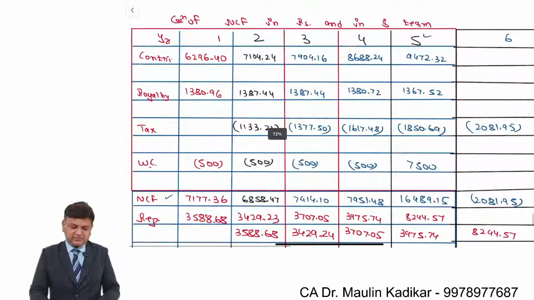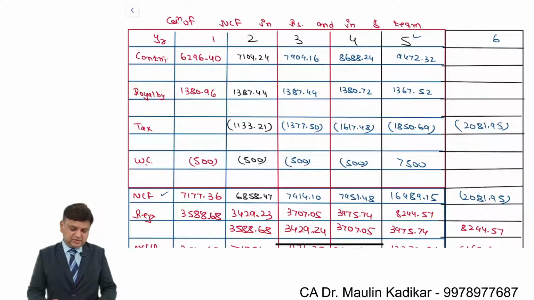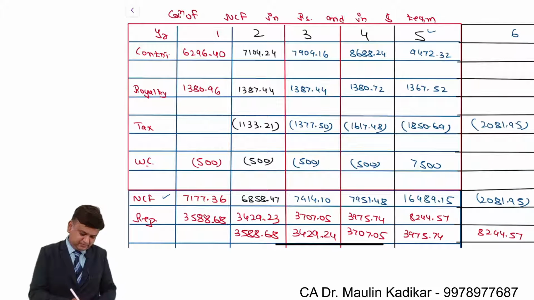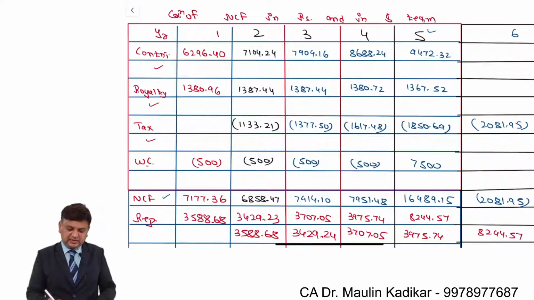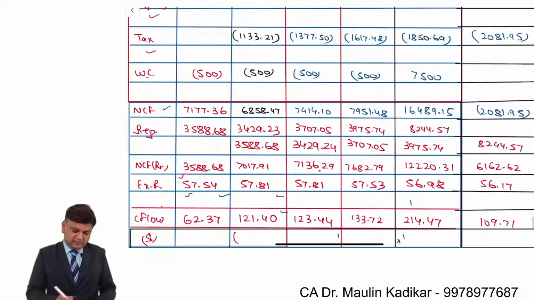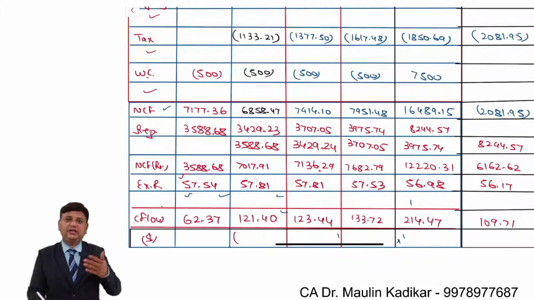Just giving a summary for the net cash flow calculation, dear students. We start with the contribution as cash inflow, royalty income as again cash inflow, income tax payment, importantly starting from the second year end, working capital year 1 to year 4 outflow, and fifth year end you will recover everything.